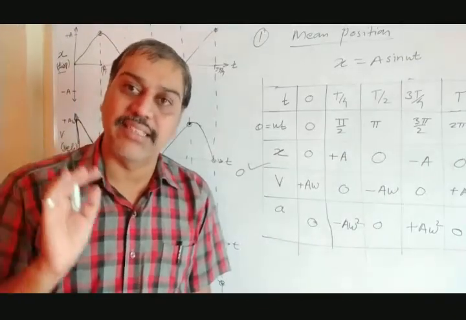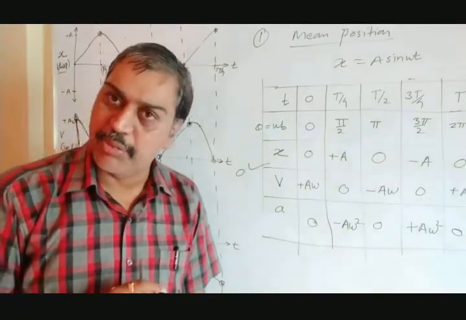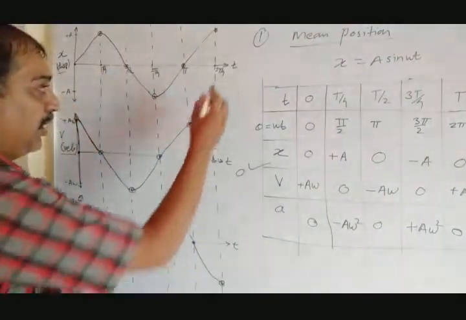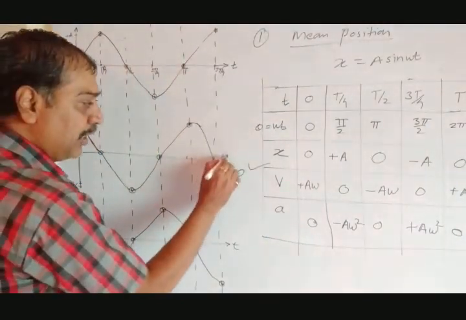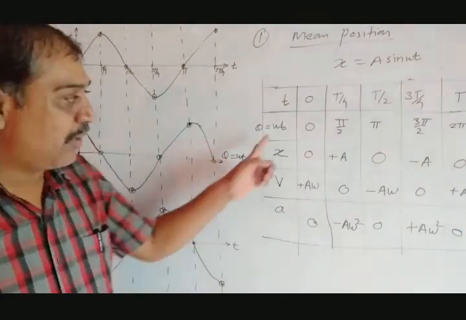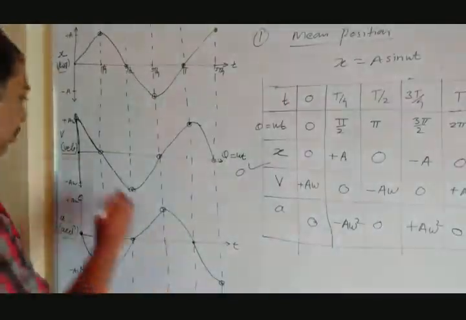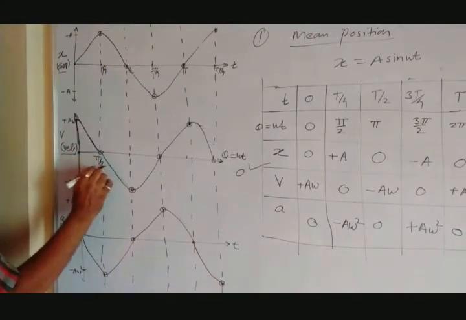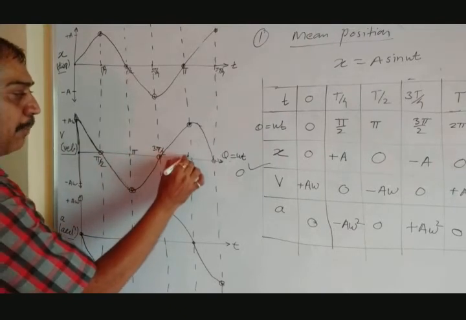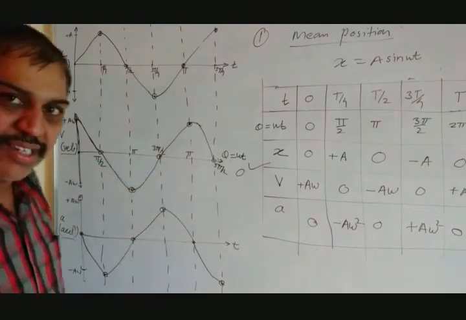If the question asked is to represent the graphical representation of a particle performing simple harmonic motion with respect to angle or omega t, what are the changes? Instead of this t, it becomes theta now. Theta equals omega t, because that was asked. So we get omega t here. Instead of time, you should write 0, pi by 2, pi, 3 pi by 2, 2 pi, 5 pi by 2. So this is the graphical representation, same.